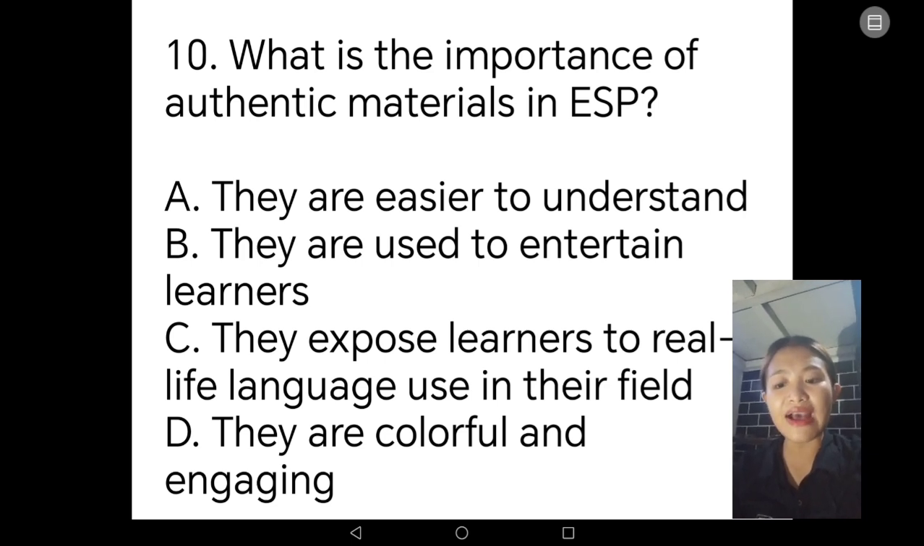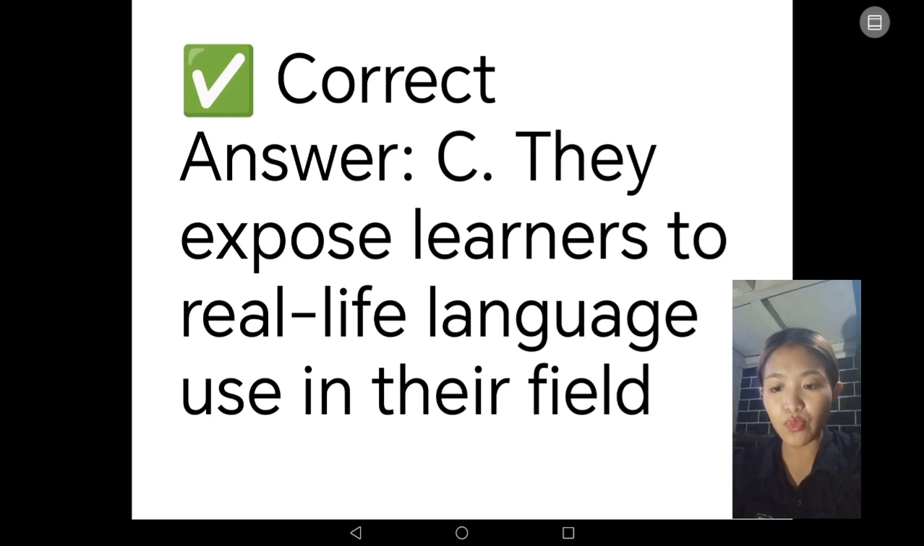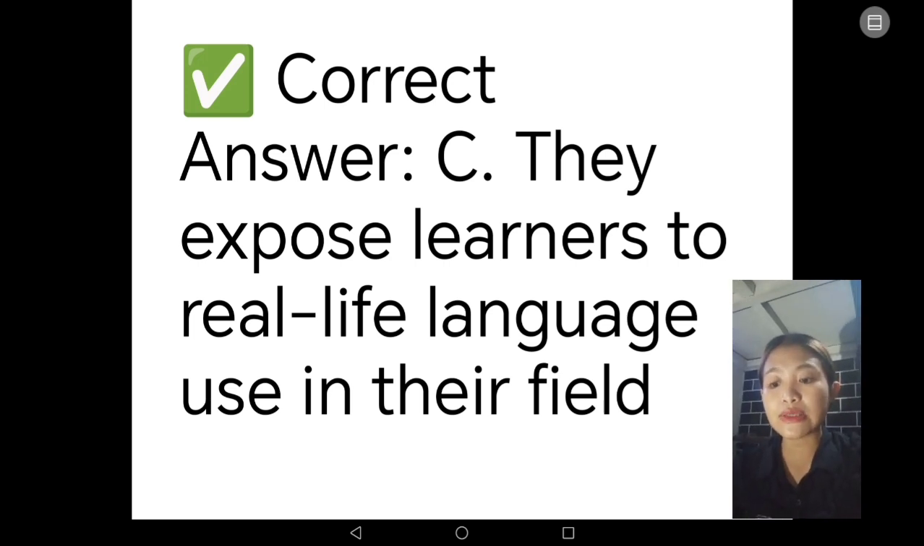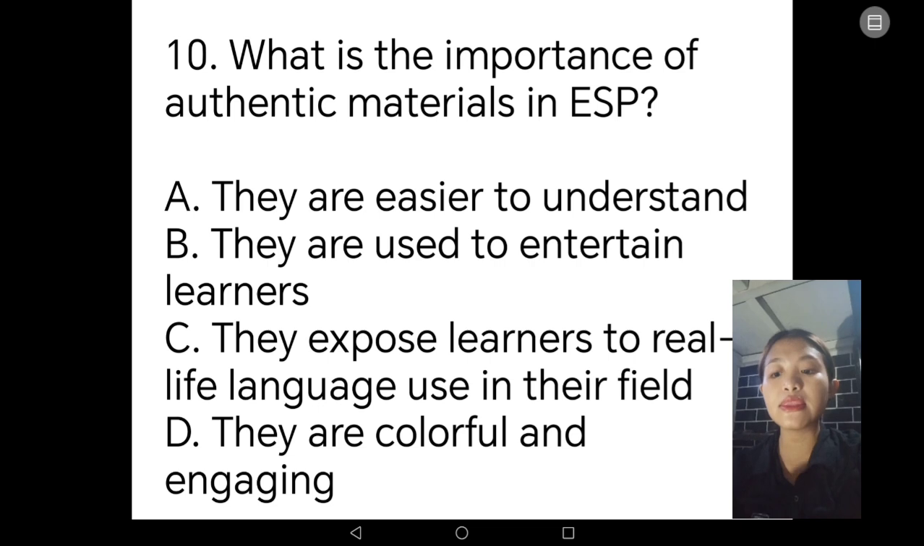Okay, the correct answer is letter C. They expose learners to real-life language use in their field. Authentic materials, for example reports, manuals, and job interviews, provide context-specific exposure that prepares the learners for the real tasks. So letter A is not the correct answer because they may not be easy, but they are relevant.